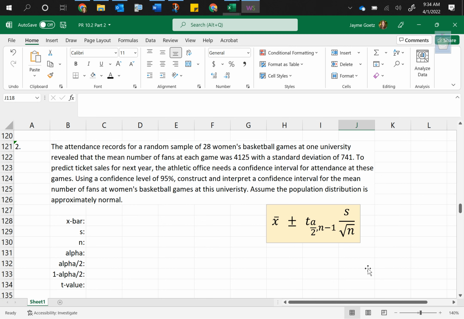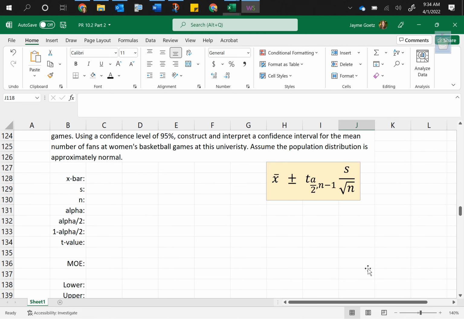So we have to assume the population distribution is approximately normal because they only took a sample of 28 games. Okay? We cannot assume that, unless they tell us, unless it's over 30. Do you remember that? So since it's under 30, they told us we can assume that it's approximately normal. So here's what we're going to do. I'm going to pause for a minute, and I want you guys to see if you can figure out all of these values. I'm going to come back and show you how in just a couple of minutes, but I want to give you time to see if you can figure this out on your own.